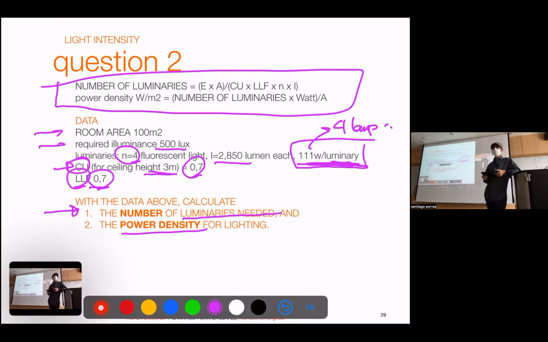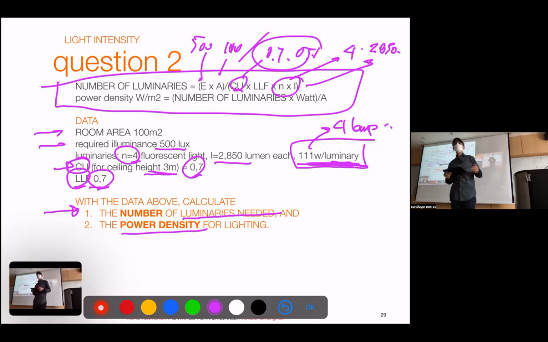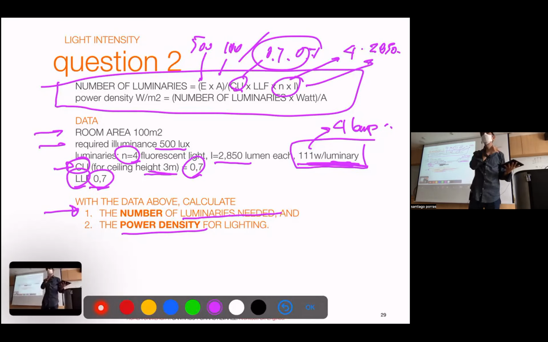Anybody makes the numbers for me? So just put 500, 100 up, and then down we have 0.7, 0.7, which is roughly 0.5, N, which is 4, I, sorry, which is 2850, right? So you have all the data, and that gives the number of luminaires. Anybody makes the number for me? Cannot hear. 8. Okay, let's say 9 about, right?